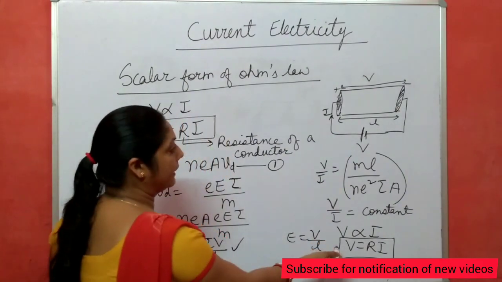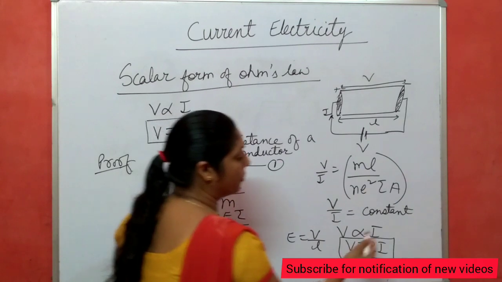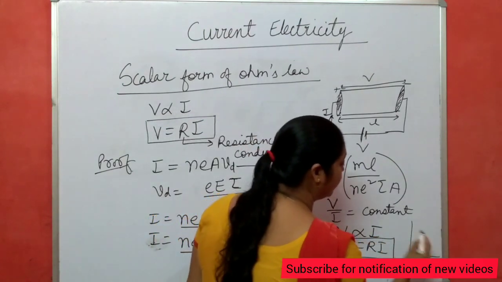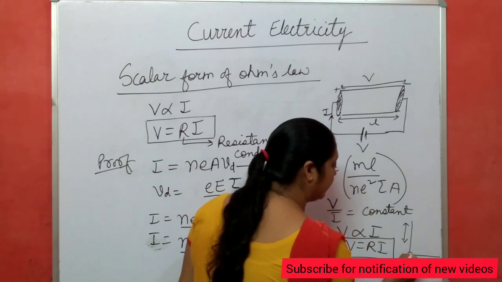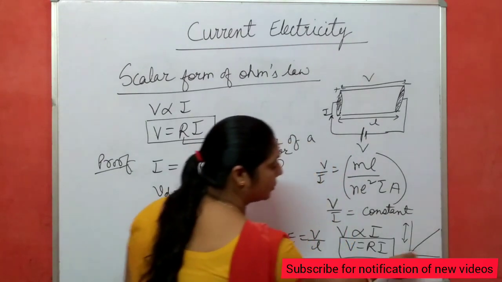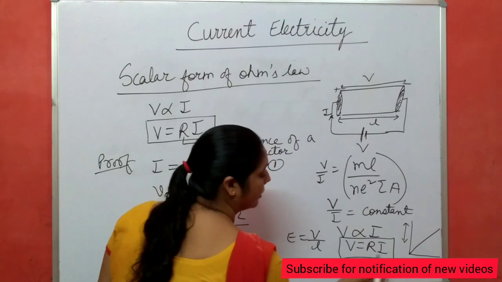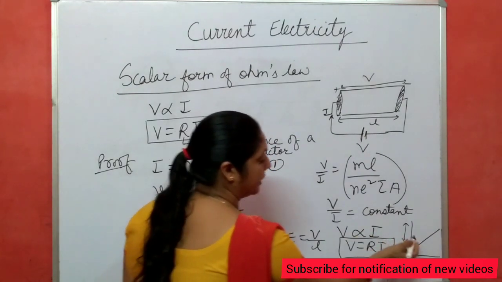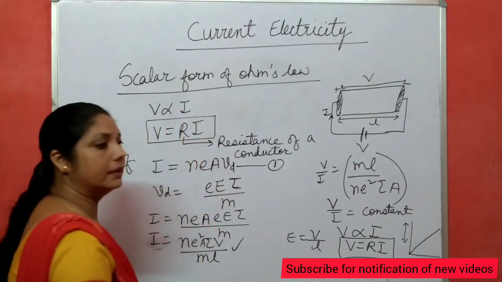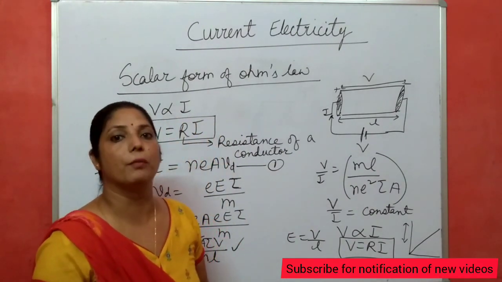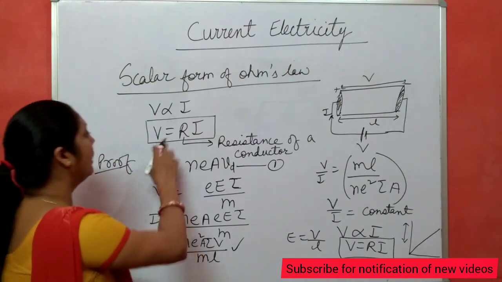And when you plot a graph between V and I, you get a straight line passing through the origin. V is proportional to I, and the slope of this graph gives the value of R. This is the scalar form of Ohm's law, V equal to RI.